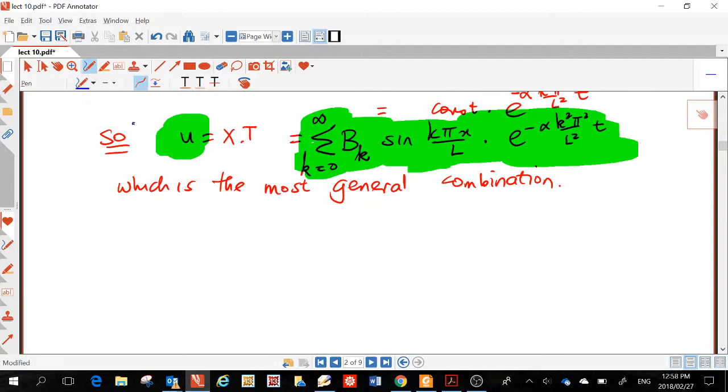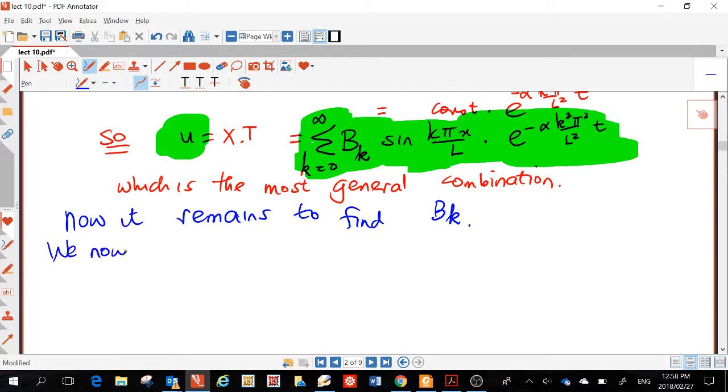So now it remains to find Vk. If you go back to the game, you'll see that we have used the boundary conditions, but we have not used the initial condition. We have not used it yet. That's where it comes into the picture. We now invoke the initial condition.